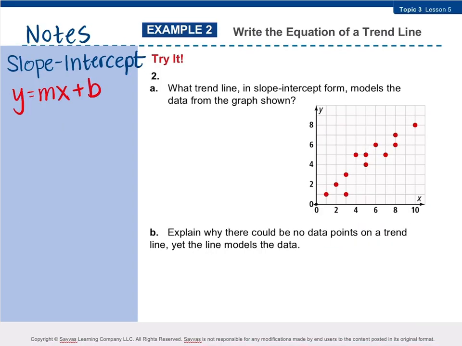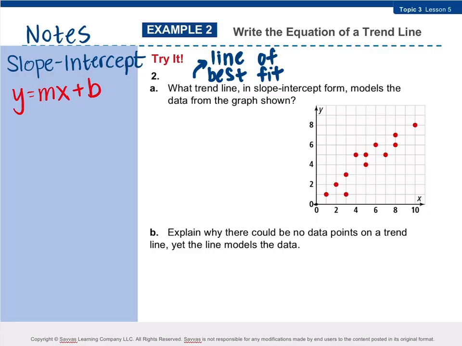And so what are we going to do with that line that we're drawing through my data? So that's called a trend line. Also, we call it a line of best fit. It also has other names. So what trend line or line of best fit in slope-intercept form, so we're going to write an equation for it, models the data from this graph shown.